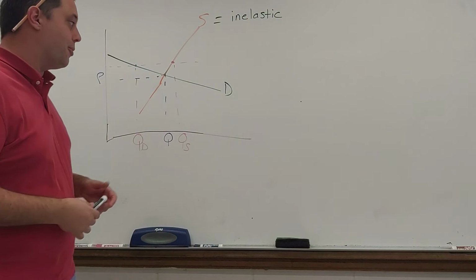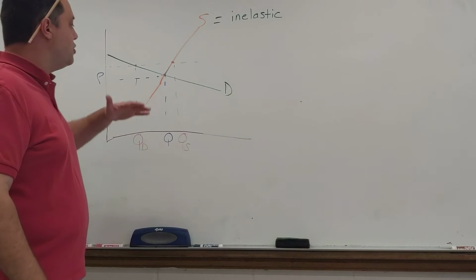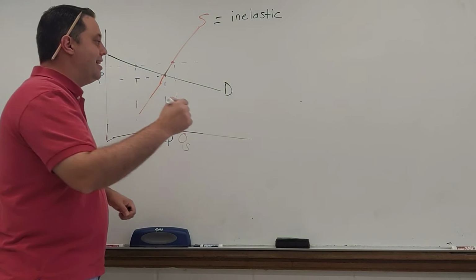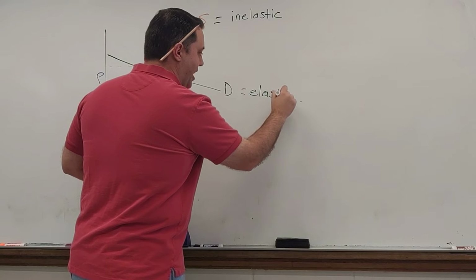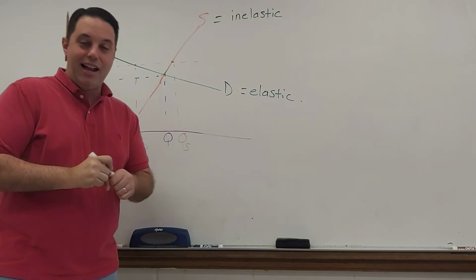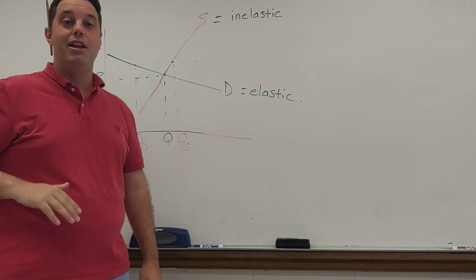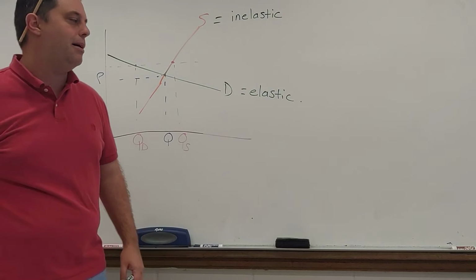By comparison, if we take a look at demand, the demand is flatter. And we said if it's flatter, that tends to be more elastic. And so if we carried this out to the extreme and you had a perfectly elastic curve, that would be just a line straight across. It kind of looks like an E just without the top bar.